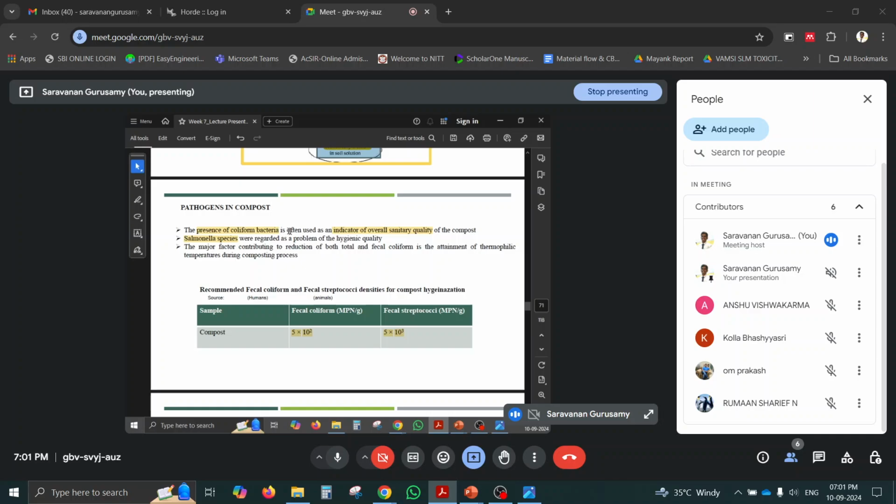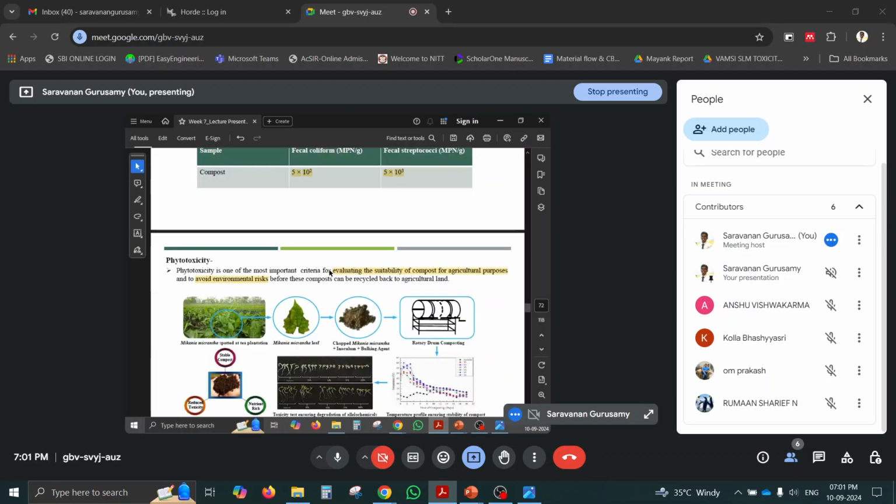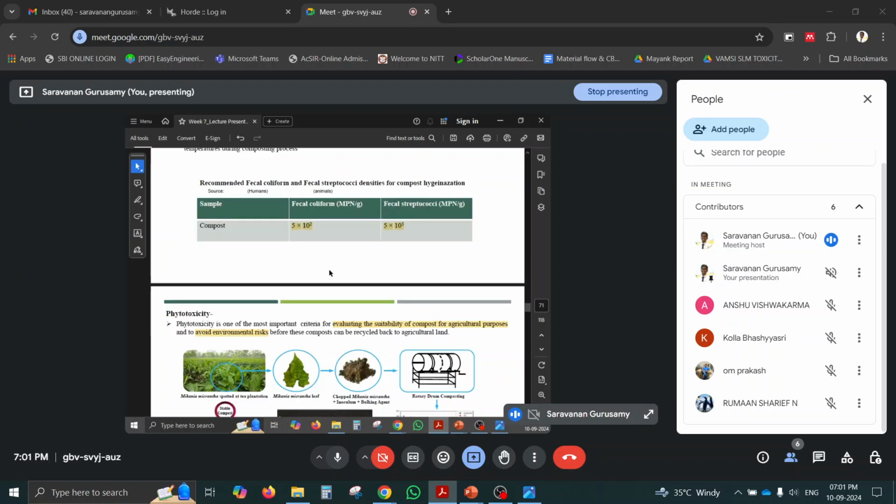The presence of coliform is an indirect indicator of overall sanitary quality. So whenever the compost is of good sanitary quality, the coliforms will be lower. Salmonella species are regarded as a problem for hygienic quality, so they should not be present in compost. Okay, these are the limits given for coliforms in compost.